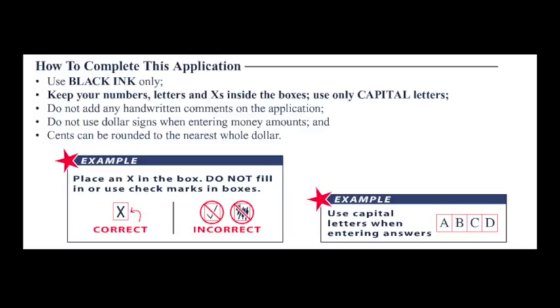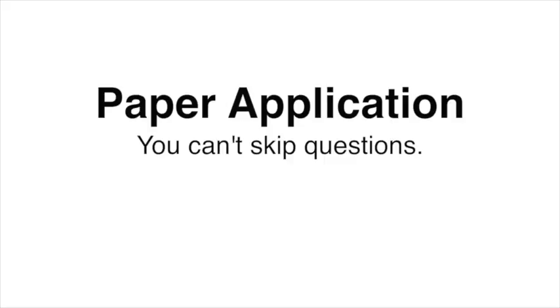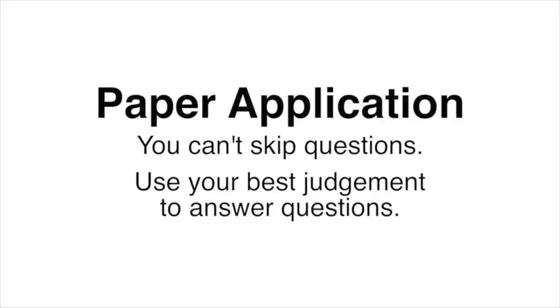Keep your numbers, letters, and X's inside the box. Use only capital letters. It is very particular. You have to use an X and not use a check mark or color in the box on yes or no questions. One of the pitfalls of the paper application is, unlike the online form, you cannot skip over irrelevant questions. You'll have to use your judgment to determine what you should complete or not complete.